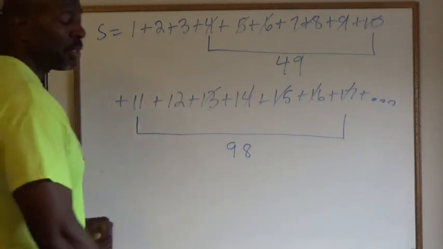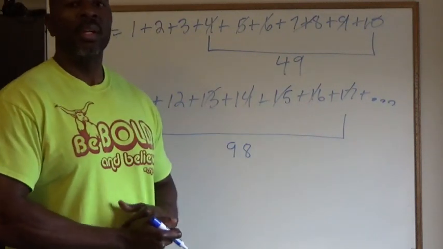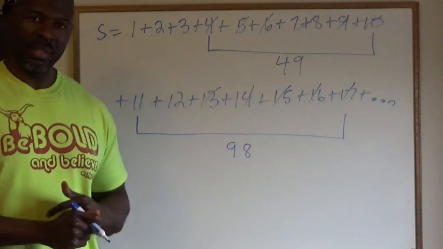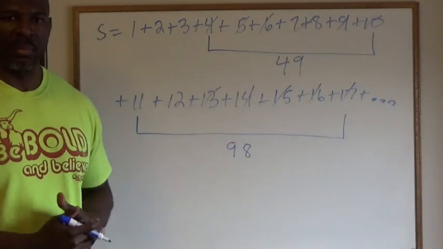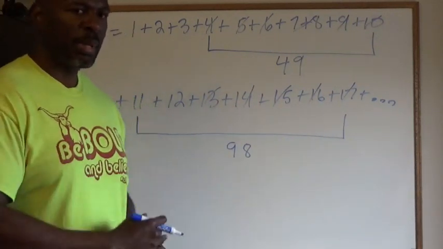The next 7 numbers would have been 18 through 24. Those should sum up to 147. If you don't believe me, go ahead and add those numbers up. You're going to get 147. When you finish, come back and join us.